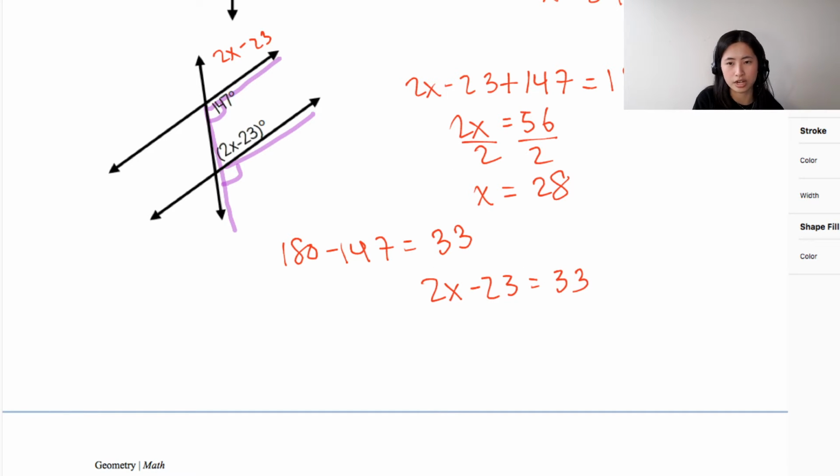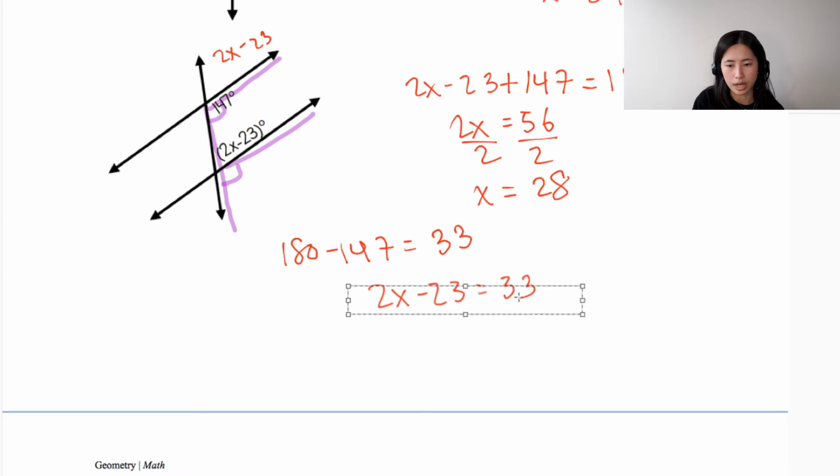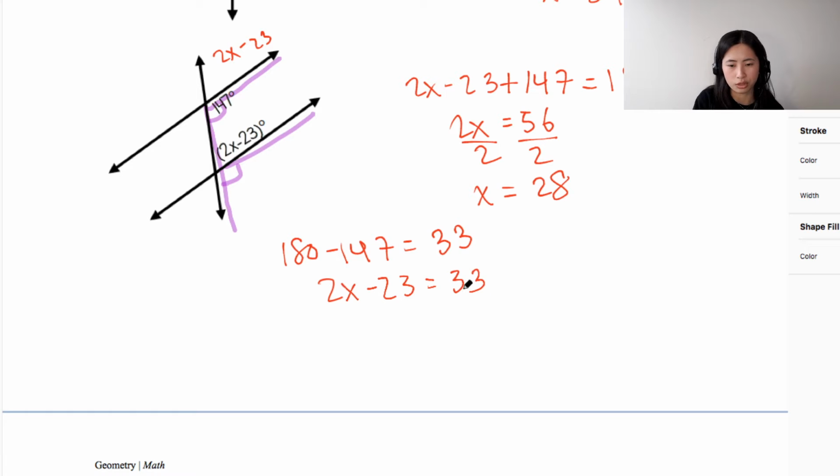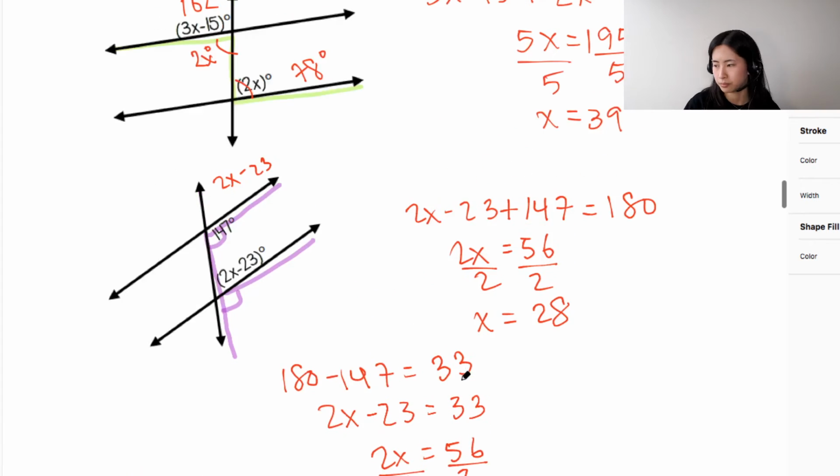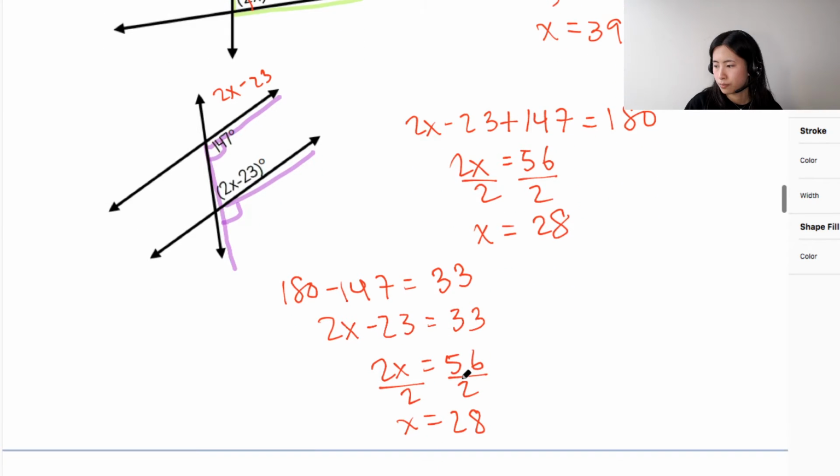So yeah, it's very similar. You have this over here, and then all you have to do is add 33 plus 23. So 2x is equal to 56 divided by 2, so you should end up with x is equal to 28. It's the same thing, right? Two options. Once we have 28, all we have to do is plug in 2 times 28, and this is minus 23, so this has to be 33 degrees.